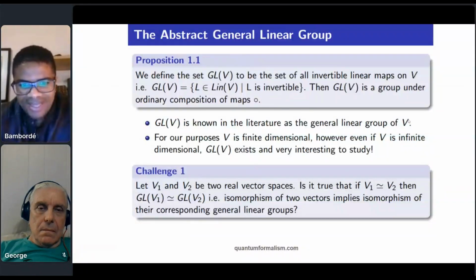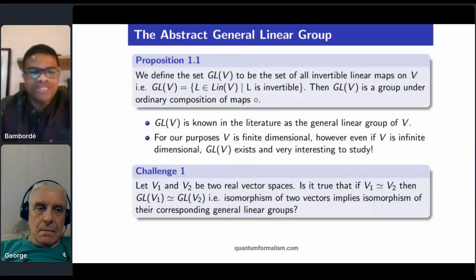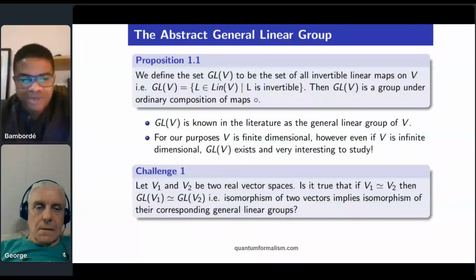And obviously, for our purposes, V is finite dimensional. However, even if V is infinite dimensional, the operators are still linear operators. They still form a group, so they are also very interesting to study. And here's the first challenge.